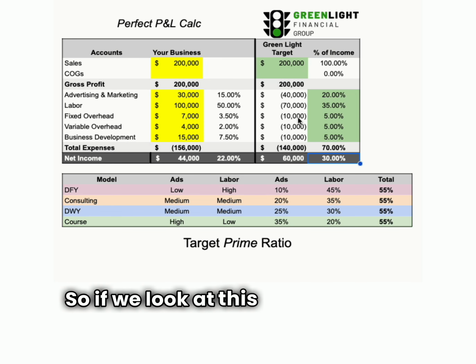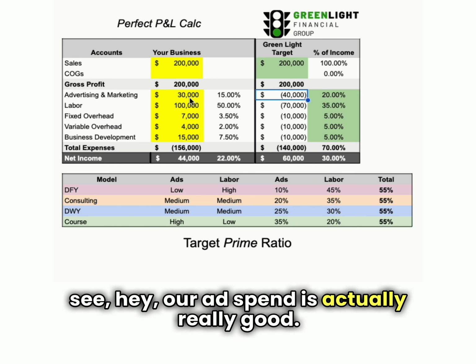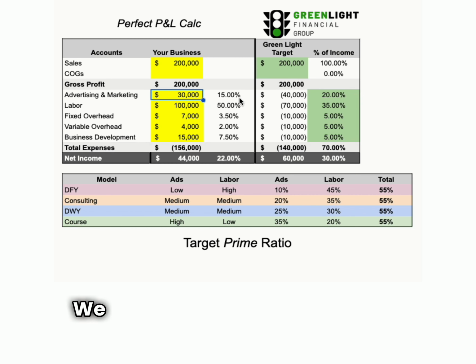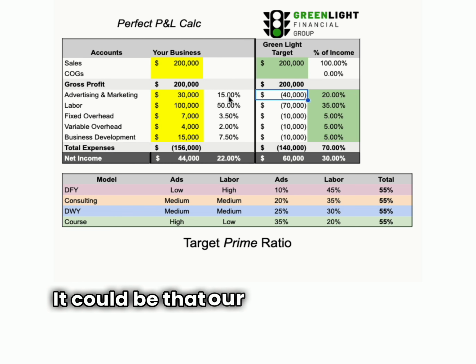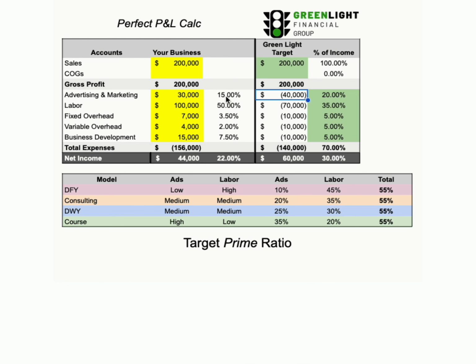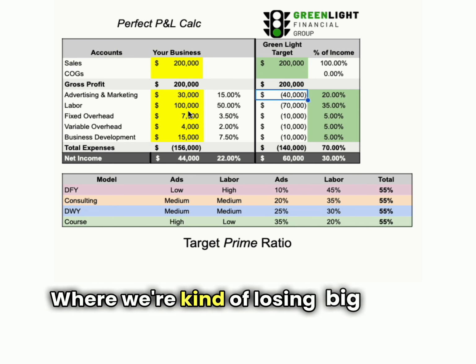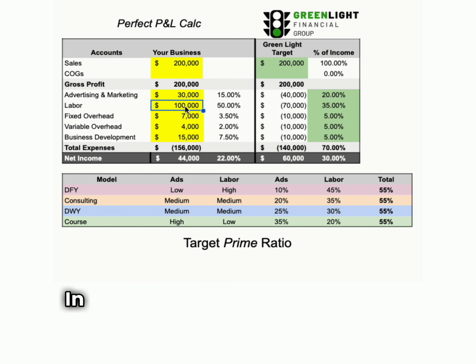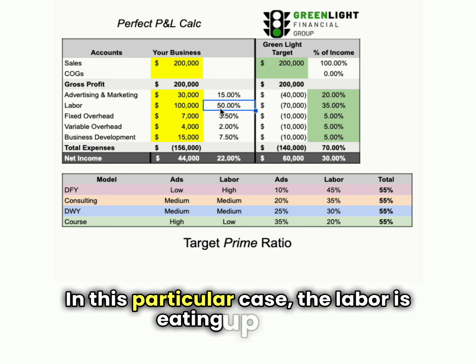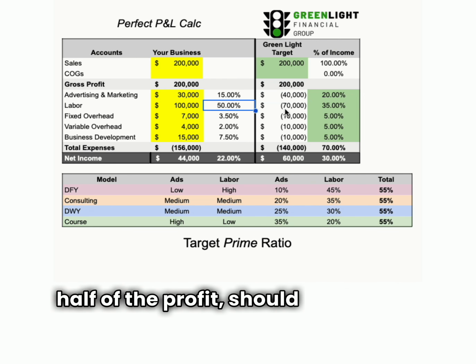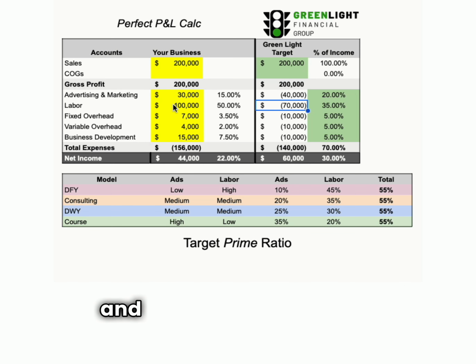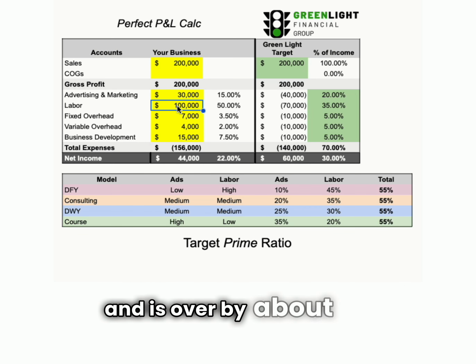So if we look at this right away, we can see, hey, our ad spend is actually really good right now. We spend 30K, we could have spent up to 40K. So we're pretty efficient. It could be that our ROAS is top notch right now. Where we're kind of losing big time is our labor. In this particular case, the labor is eating up about half of the profit, should be closer to about 70K, and is over by about 30K.